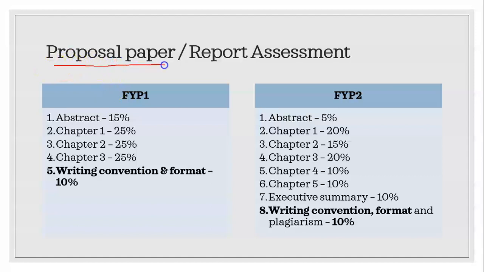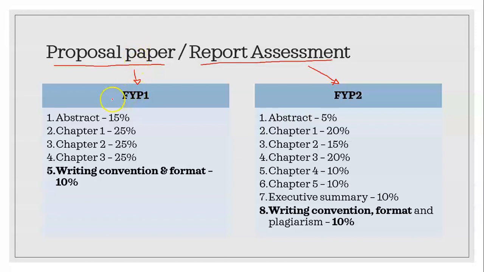So this is the proposal paper, and then the report assessment. The proposal paper refers to FYP1. By the end of the semester, you should submit the proposal paper for FYP1, and for FYP2, you're supposed to submit the report assessment. The report assessment should be in hardcover, while for the proposal paper, just a soft cover, meaning the normal cover.